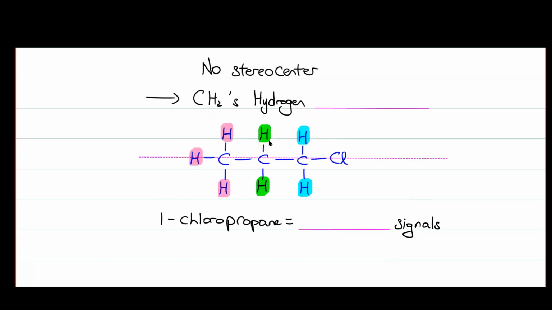Now, compare that with 1-chloropropane. There is no stereocenter here. So for normal proton NMR counting, the two hydrogens on each CH2 are treated as equivalent. That gives 3 signals in total. No stereocenter next to the CH2, so the CH2's hydrogens usually remain the same.